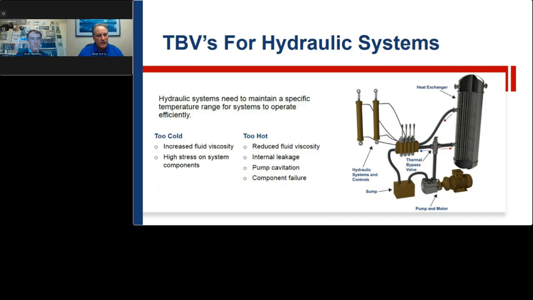Another application for thermal bypass valves is for hydraulic systems. Hydraulic systems need to maintain a specific temperature range to operate efficiently. So for the bullet points below, if it's too cold, it increases fluid viscosity, and you have a high stress on the system components. If it's too hot, it reduces the fluid viscosity, causes internal leakage, possible pump cavitation, and possible component failures such as O-rings and things like that that can't take that kind of heat.